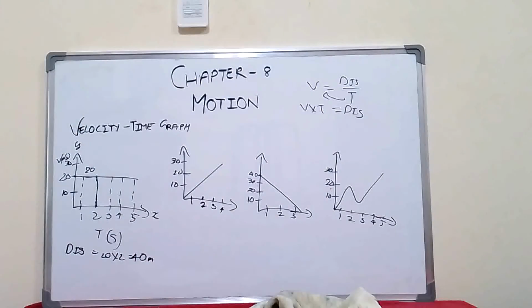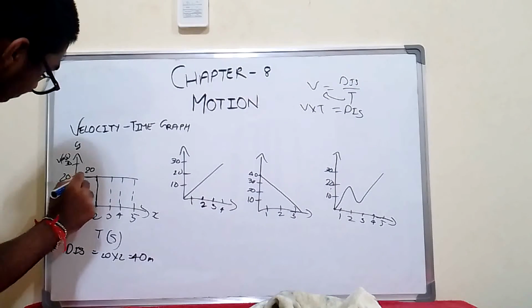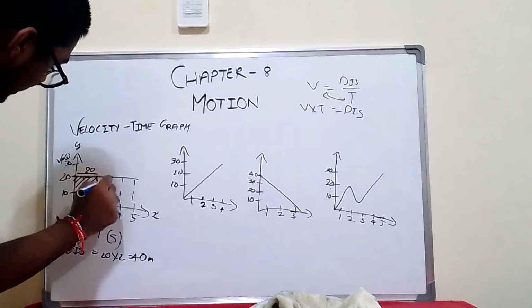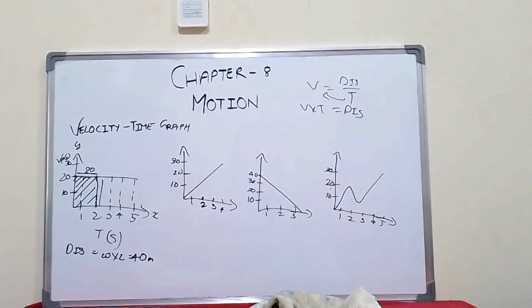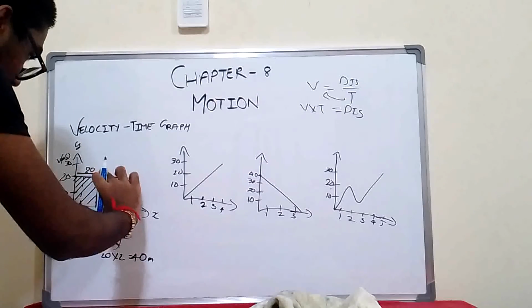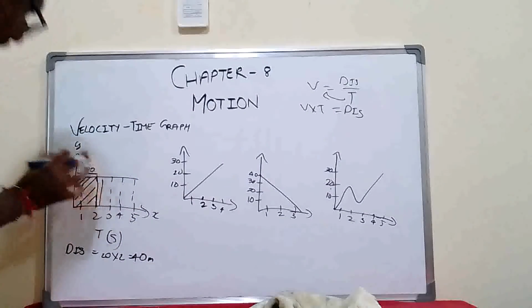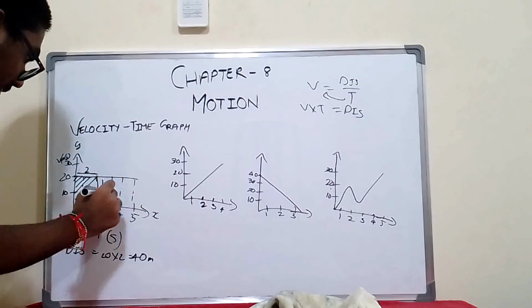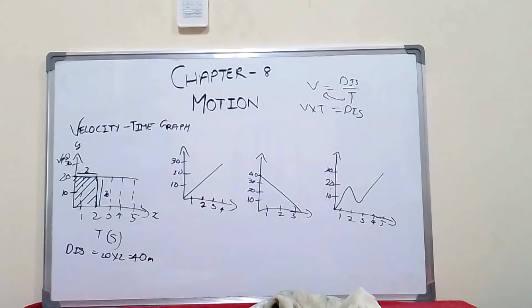So here we can see how we find displacement. Displacement is the area covered under the graph. When we multiply two sides, we are finding the area of the rectangle here. So we multiply this 20 and this 2 over here. When we multiply two sides of a rectangle, which is length into breadth, it means the area. So the distance is the area covered under the graph.